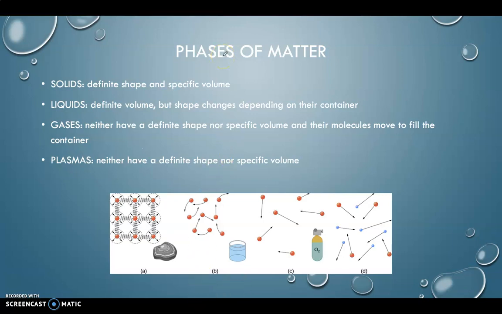I'm going to go ahead and get started here with the topic of fluid statics. First of all, we need to understand the different phases of matter. Maybe you have learned this in a chemistry class previously, but I'm going to quickly go over the different phases.